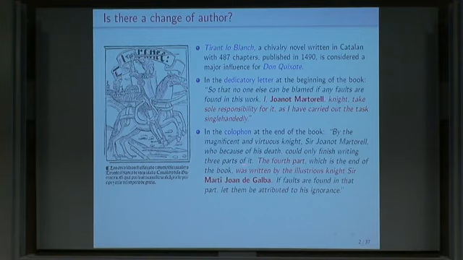A little bit more history of the book: the main part of the book was finished in the 1460s, while the book was not published until 1490. Martorell died in 1498, which was way later than the book was published. And Galba died in 1490, the same year as the book was published.